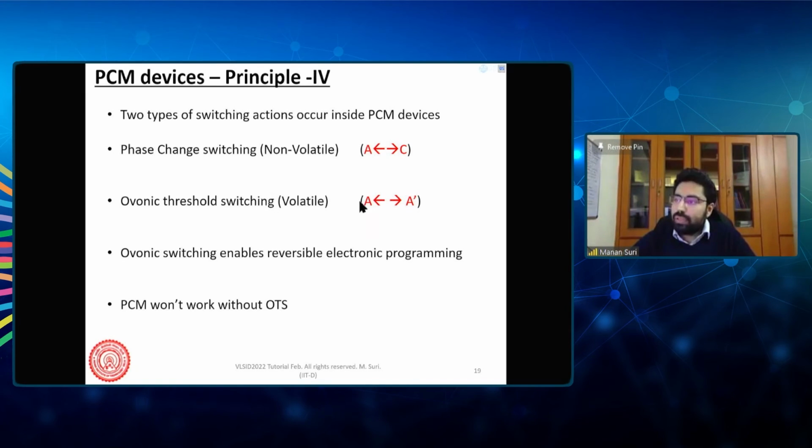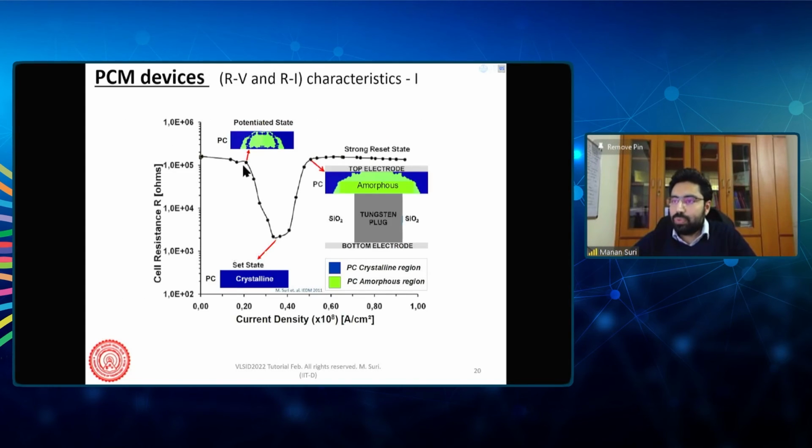So this is the volatile or the OTS switching, and this actually enables the reprogrammability of the phase change devices. If the OTS effect were not there, you would have only one-time programmable PCM devices. Okay. So this is the basis of the PCM switching physics.